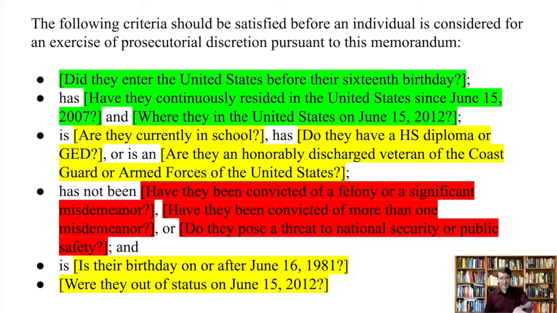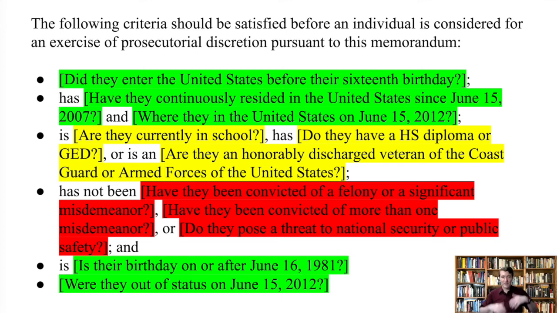I skipped right down to, is their birthday on or after June 16th, 1981, because right now I'm highlighting in green those things that have to be true in order to be eligible. So stuff in red says, if this is true, you are not eligible. The stuff in green has to be true to be eligible. So is their birthday on or after June 16th, 1981? And then were they out of status on June 15th, 2012, okay?